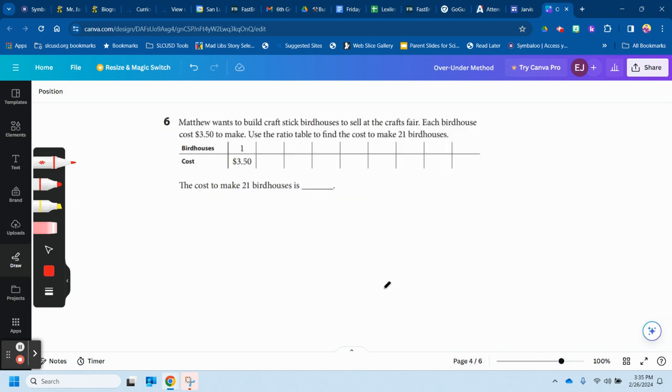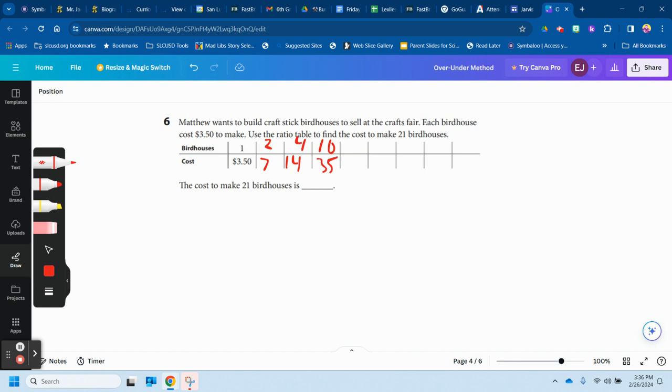So here we're looking to make 21 birdhouses. One birdhouse is $3.50. So you can do your partial products. 2 is $7. 4 would be easy, 4 would be $14. So if 1 is $3.50, I can jump up to 10 here. And 10 would be $35.